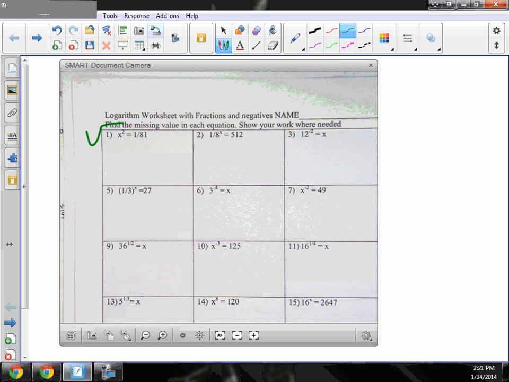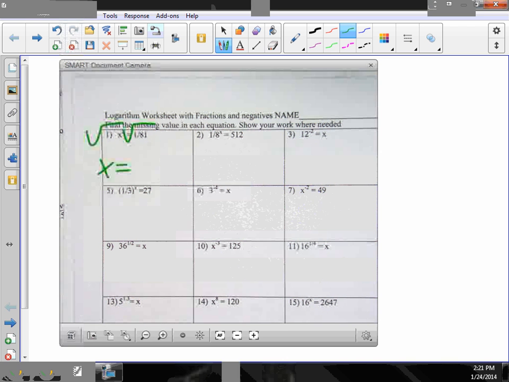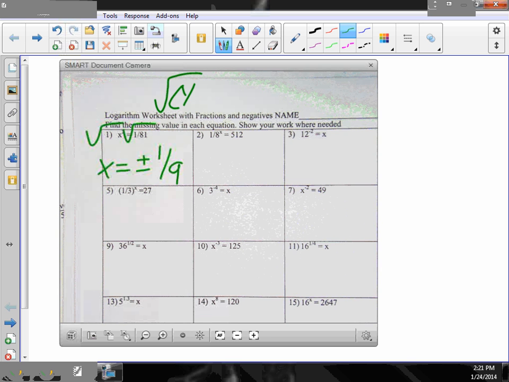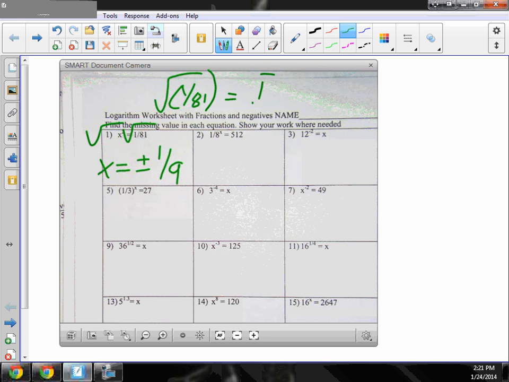So we square root both sides. X equals, close, plus or minus 1/9. If you actually calculate that in your calculator, do the square root of parenthesis 1 over 81, and you're going to get 0.1 repeating. And just do second calc, or second, or math fraction. Let me turn on my calculator, because we're going to need it.